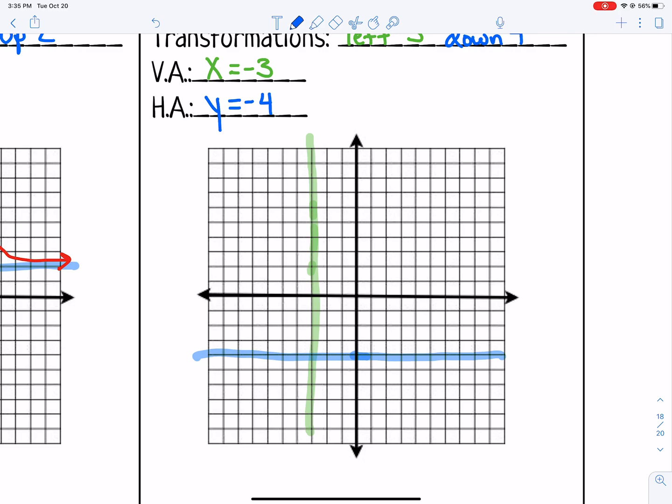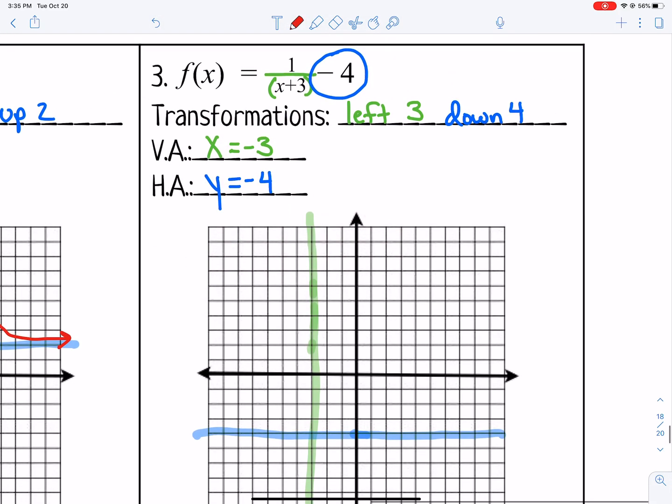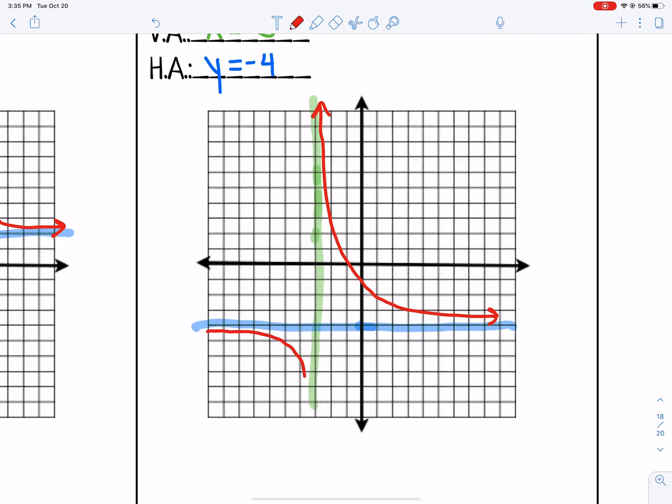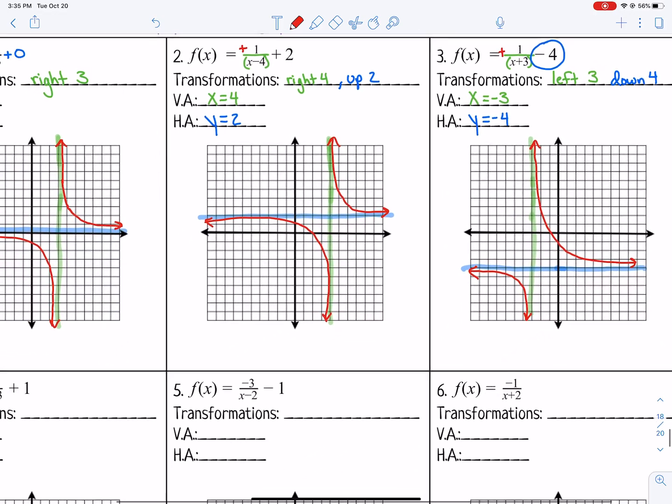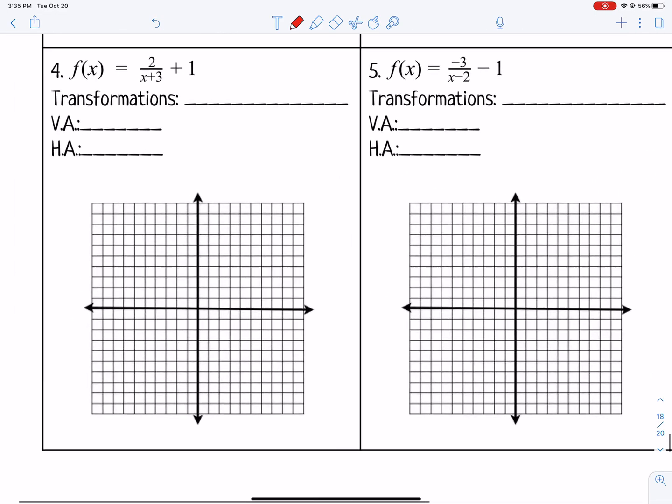All right, then we're going to graph the branches. We see that there's a positive out front because there's no negative out front. So just draw your branches in the first quadrant and in the third quadrant, and just be careful not to cross over those asymptotes. Very important.